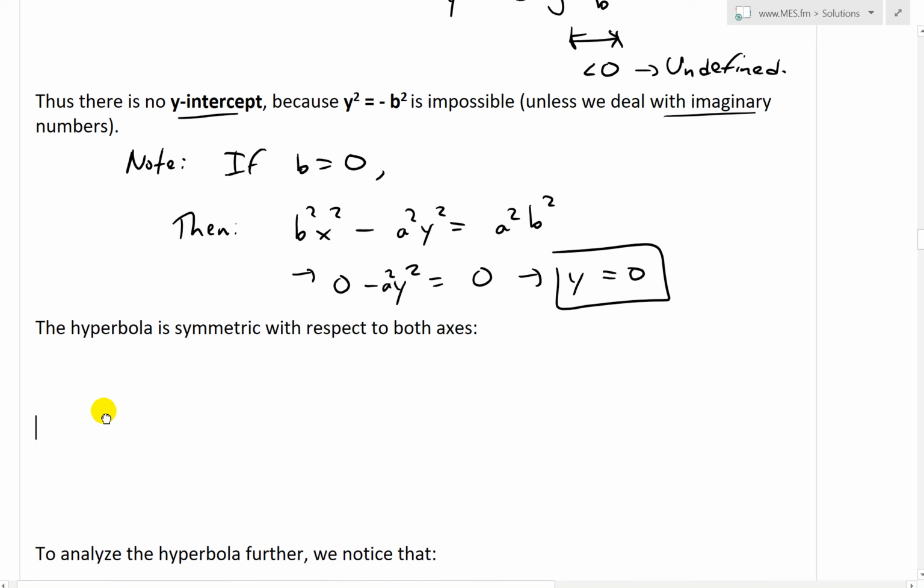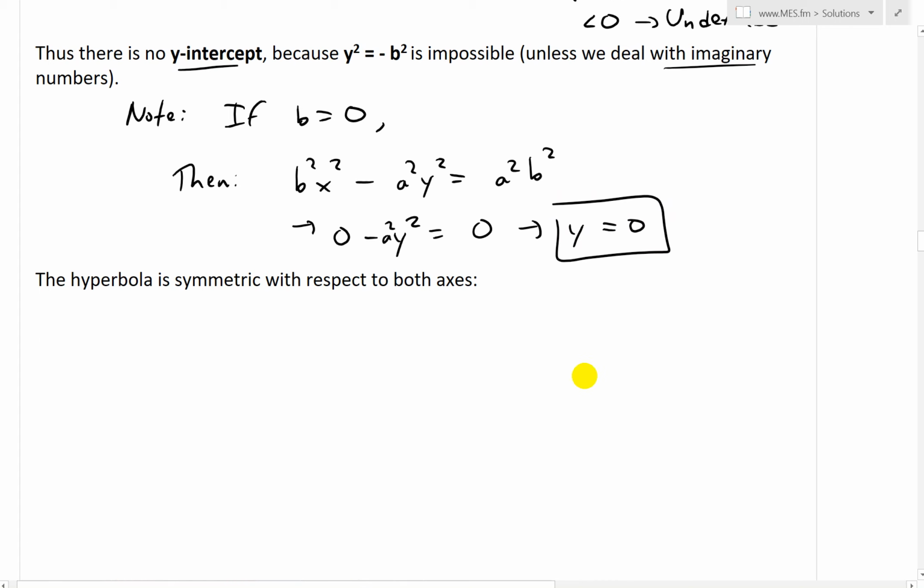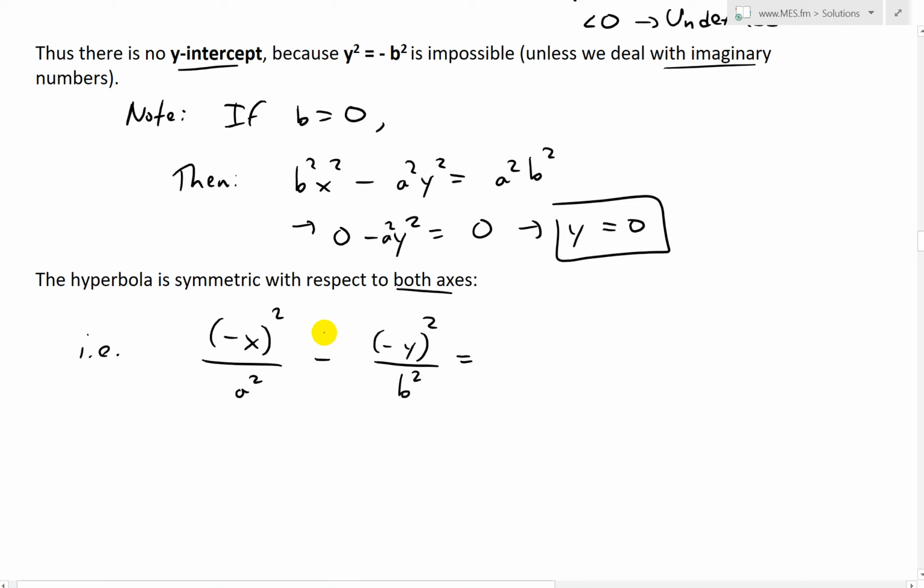So the hyperbola, just to bring out more properties of it. The hyperbola is symmetric with respect to both axes, because it doesn't matter if you put positive or negative, i.e. if you put negative x inside, it's squared. It doesn't matter if you put plus or minus inside for x or y. This is nonetheless still going to equal positive x squared over a squared, because the squares always make it positive, minus y squared over b squared, and this all just equals 1.